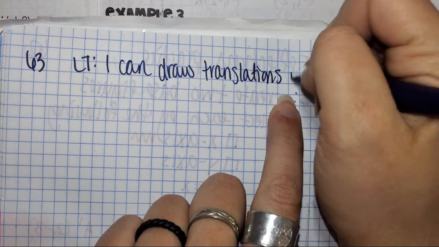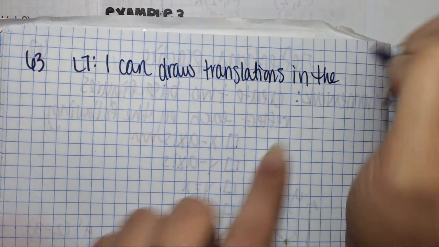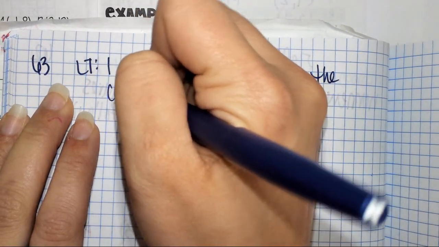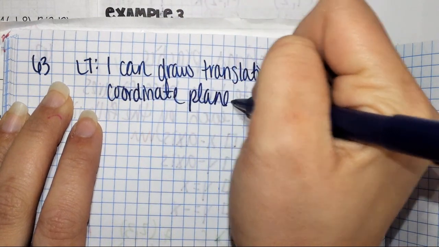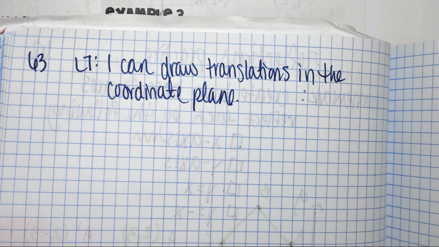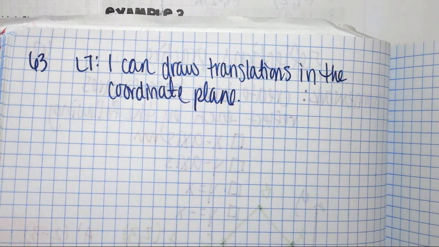All right. I can draw translations in the coordinate plane. Can I really? I would hope so after that lesson, but if not, then I guess we're going to be practicing, right?